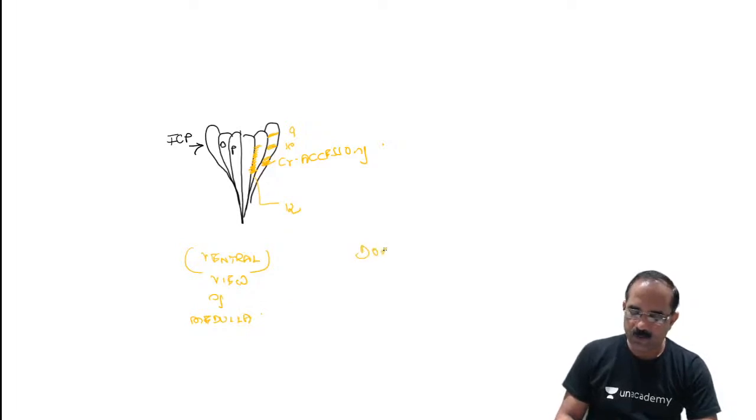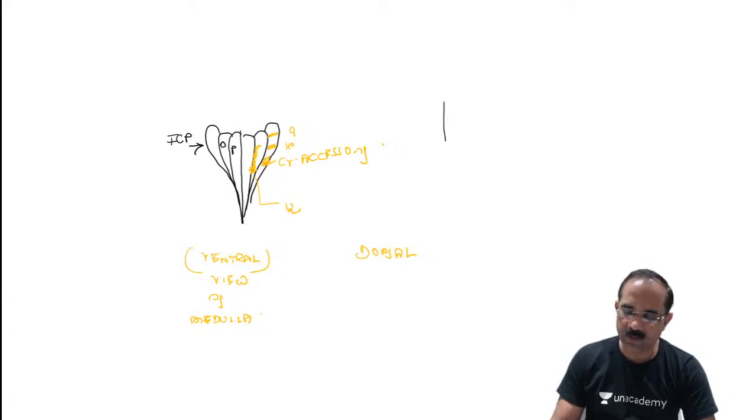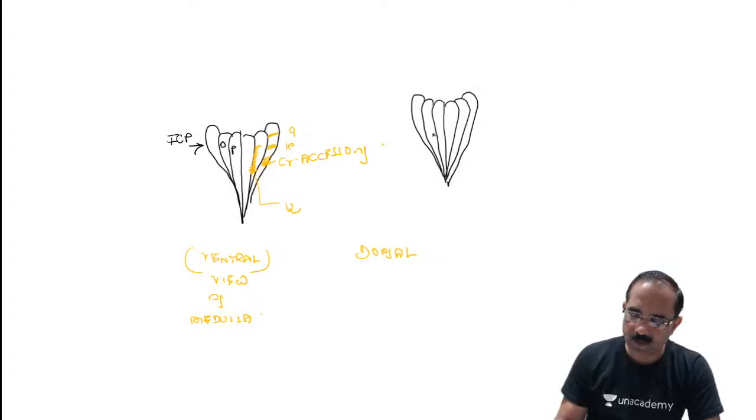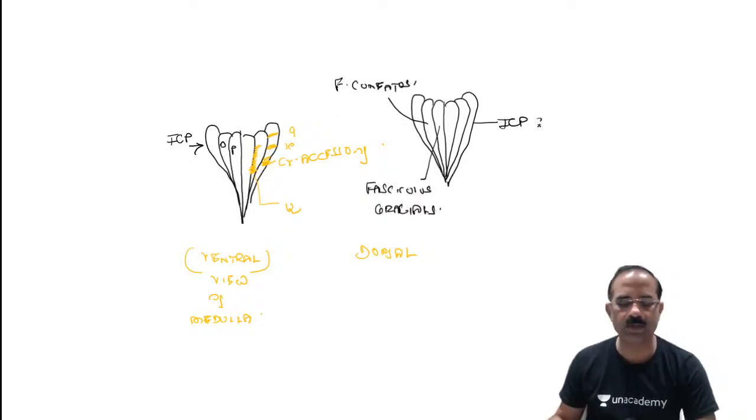And if I show you the dorsal view of the medulla, just have a look, students. If you look from behind, the dorsal view, what is this? This is one elevation, that's a second elevation, and that's a third elevation. What is this first elevation? This is the fasciculus gracilis. The second elevation is going to be the fasciculus cuneatus. And the third elevation is the inferior cerebellar peduncle.